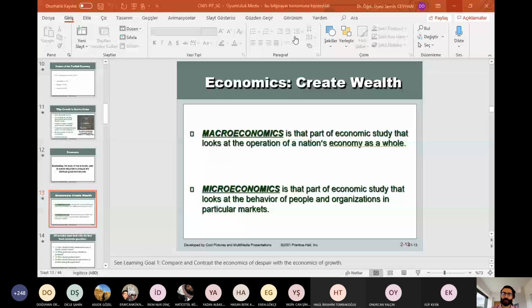Yes, macroeconomics is at that level, and microeconomics is the household level. Think about your families. When we say macroeconomics, we think about the Turkish economy in general. But when we talk about microeconomics, we talk about households: how you make your living in your homes. This is microeconomics.